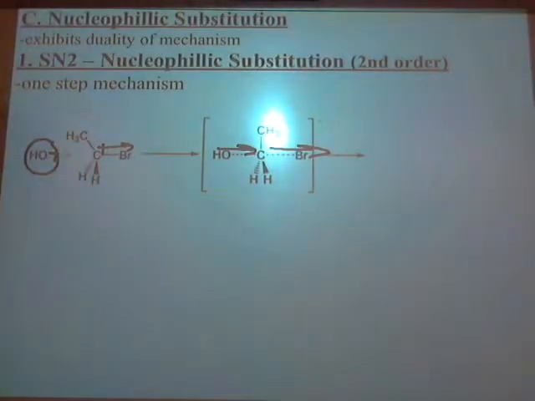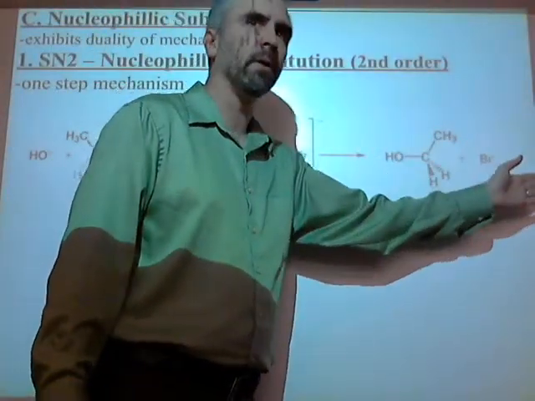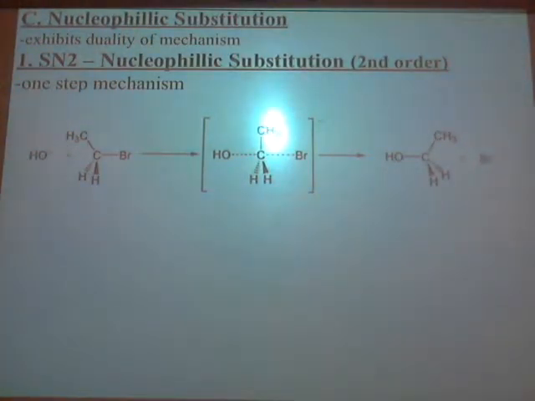All right? And then finally, what happens, as the OH finally attaches and the bromine leaves, you've got your bromide ion that was formed eventually. All right? So that all happens in one step.